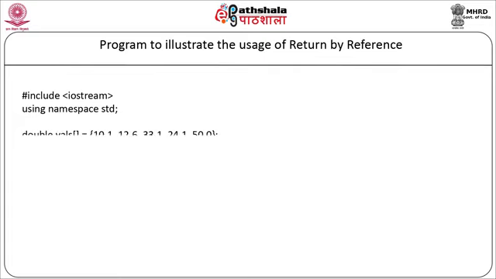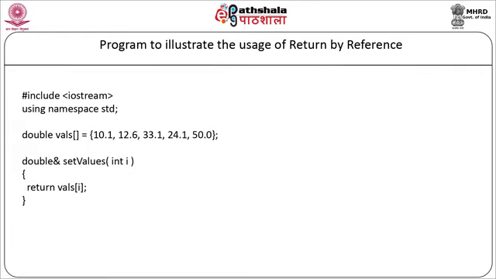Here we will declare the array as double values and we will initialize that particular array as 10.1, 12.6, 33.1, 24.1 and 50.0. Now we will define one user defined function as double&, which is a reference to a double, setValues(int i). It is going to accept one parameter. Let us start with the function body as return values[i].